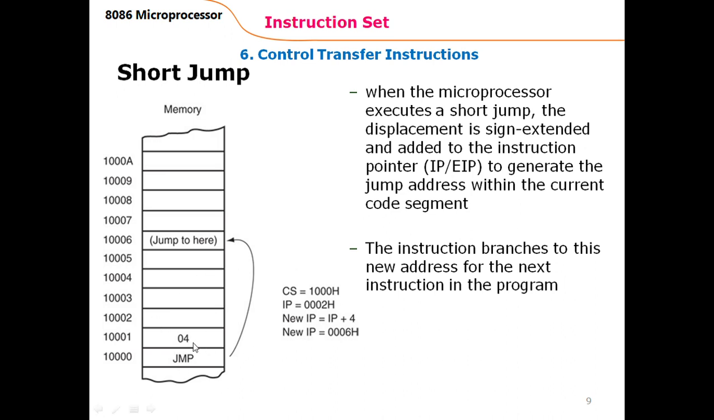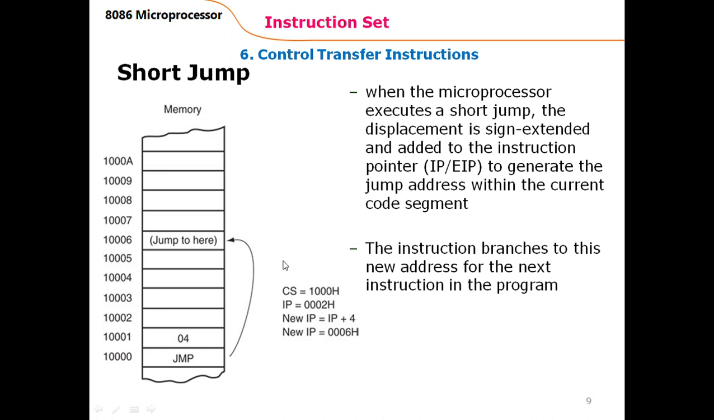So the displacement in this example is 4. So 4 is added with the existing content of the instruction pointer, which is 002. So 002 and 4 are added, and we will get 006. So the new content of the instruction pointer is 006.